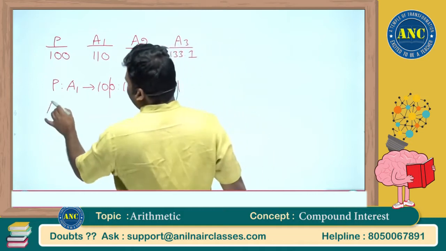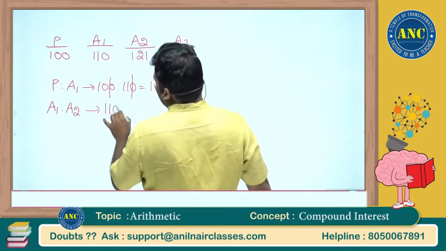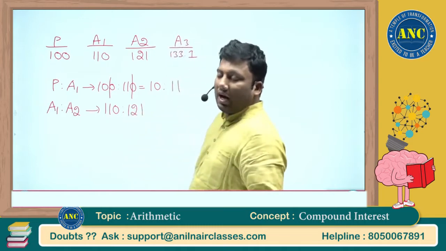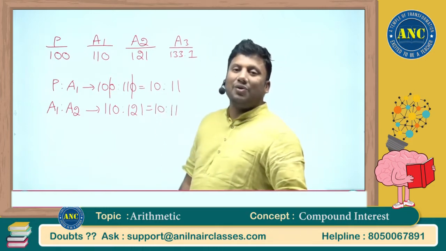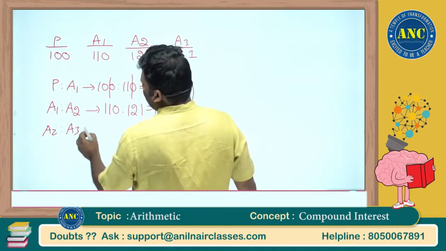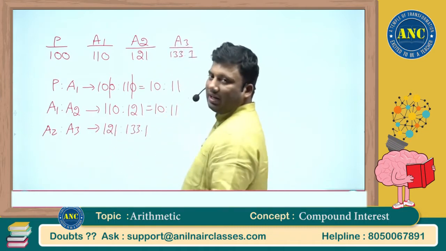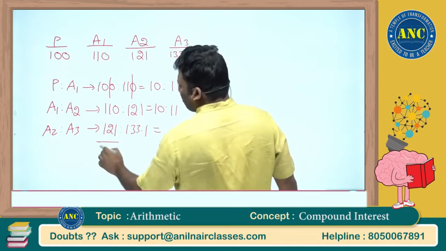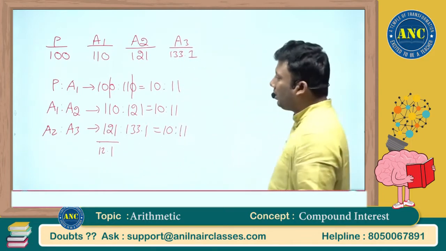Now if I take A1 to A2, it is 110 to 121. 11 tens are 110 and 11 11s are 121. Are you all with me? Suppose I take A2 to A3, so this will be 121 to 133.1. If you divide by 12.1, it is 10 is to 11. Very, very important key point.